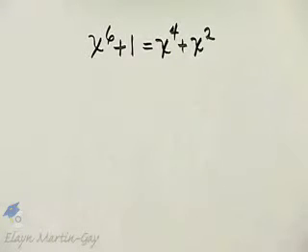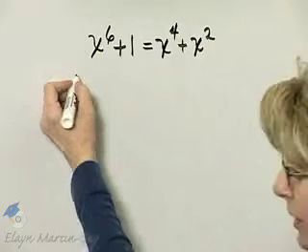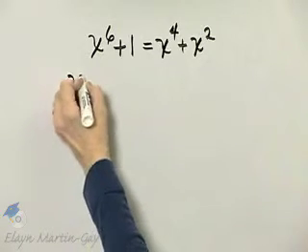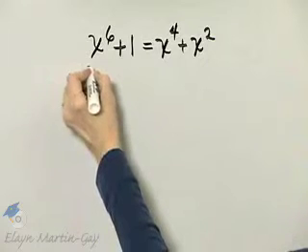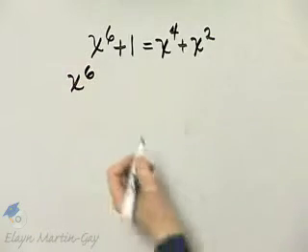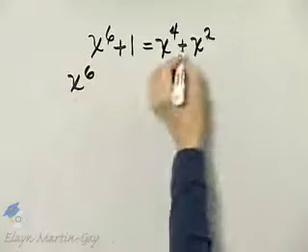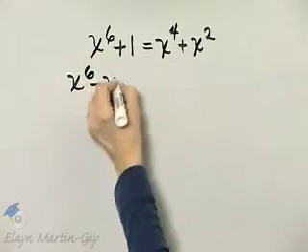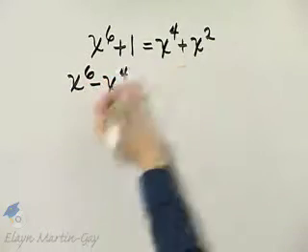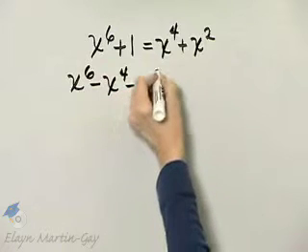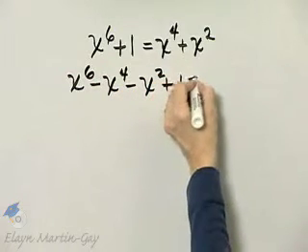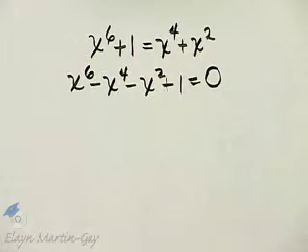Let's solve this equation for x. First, let's move all of our terms to one side. I think I'm going to go ahead and write it so that we have decreasing powers of x. That's x to the 6th minus x to the 4th minus x squared plus 1 is equal to 0.